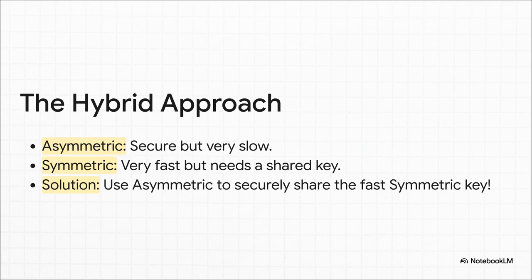We use the slow, super secure asymmetric method for just one tiny job, to safely exchange a brand new temporary symmetric key. Once we both have that fast key, we switch over and use it for the rest of the conversation. It really is the best of both worlds.